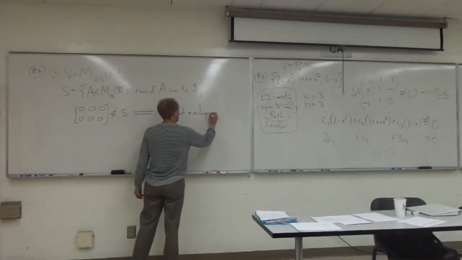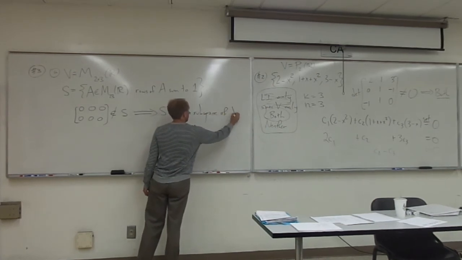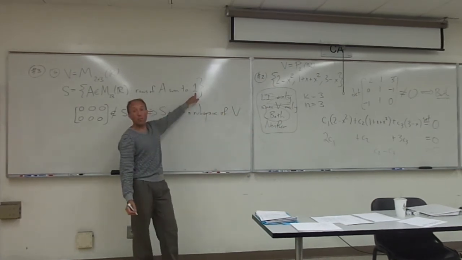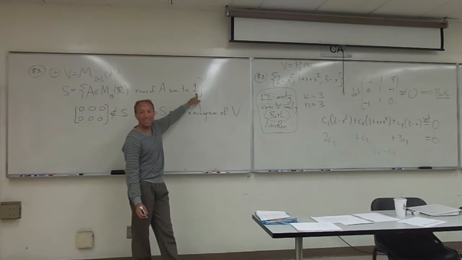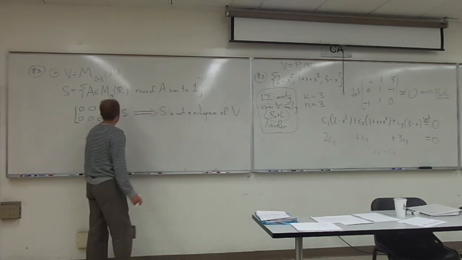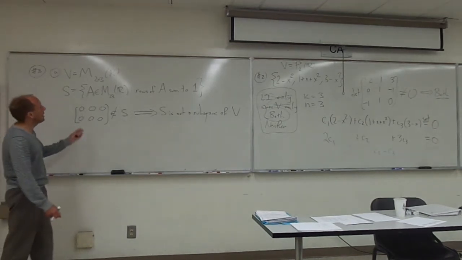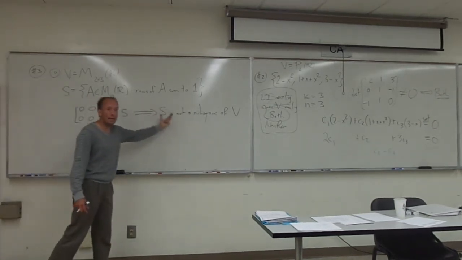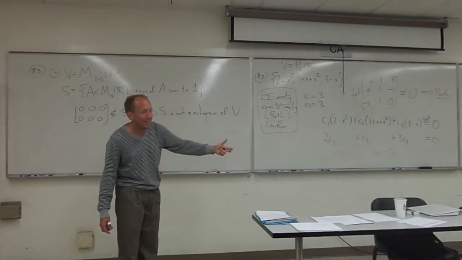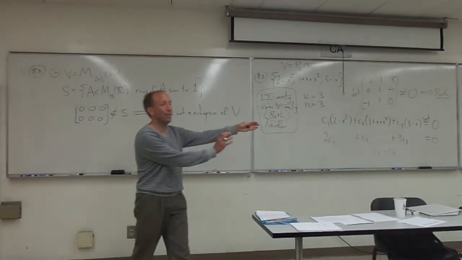Because the 1 is a fixed number, so it'll never be 0. If this is any number other than 1, it's not going to work. I'm sorry, any number other than 0, it's not going to work. Right? Okay, so it's not a subspace, so we're done. If it was in the set, does that mean it is a subspace? No. Then we have to do more work, right, to think about it.